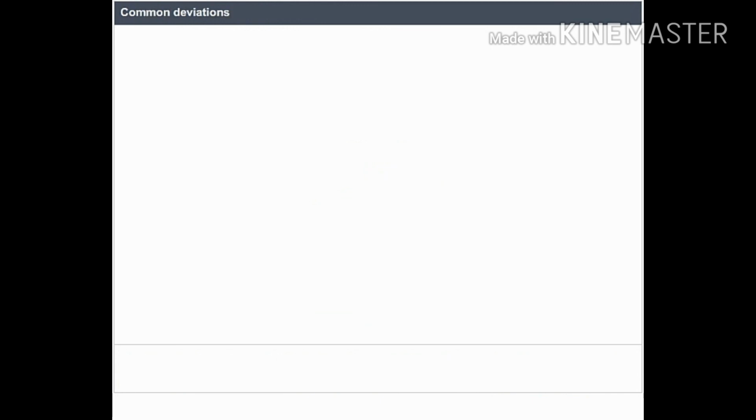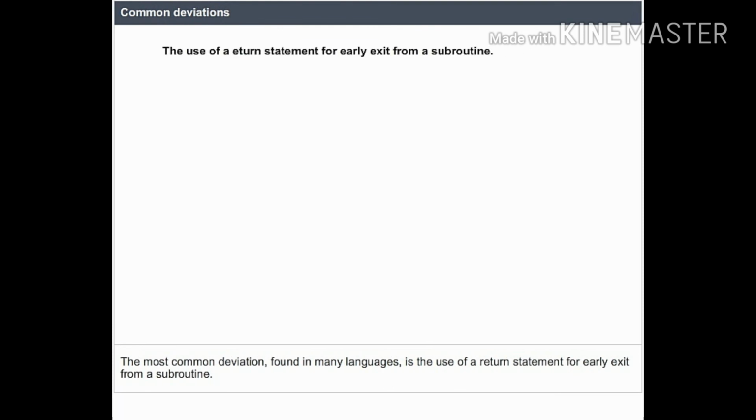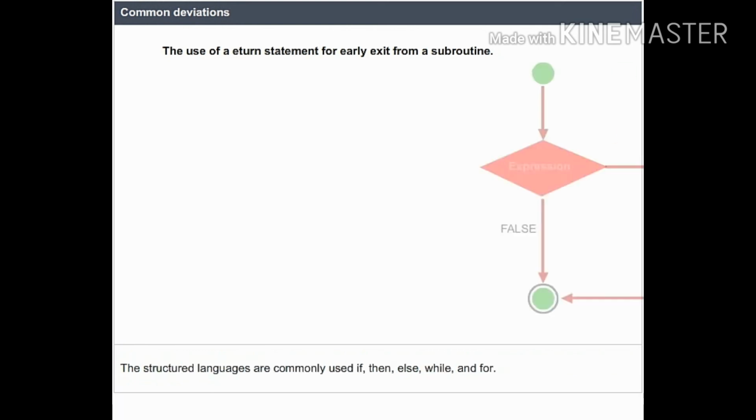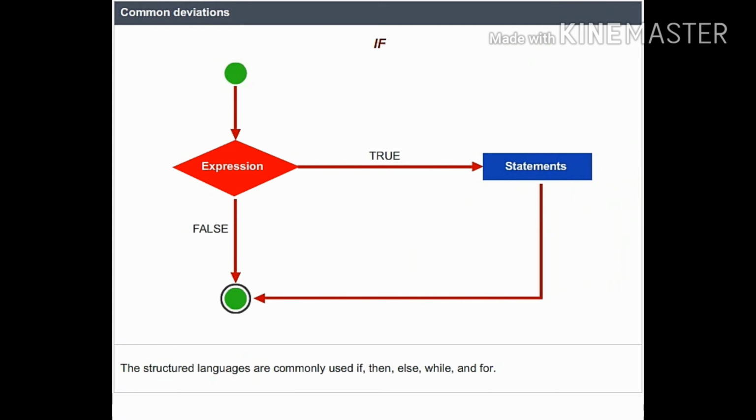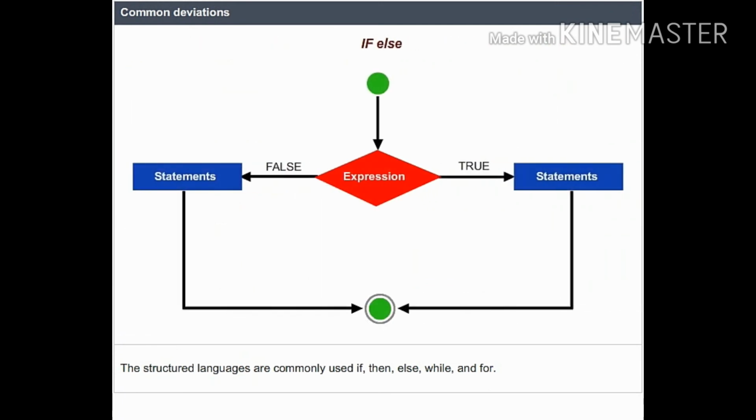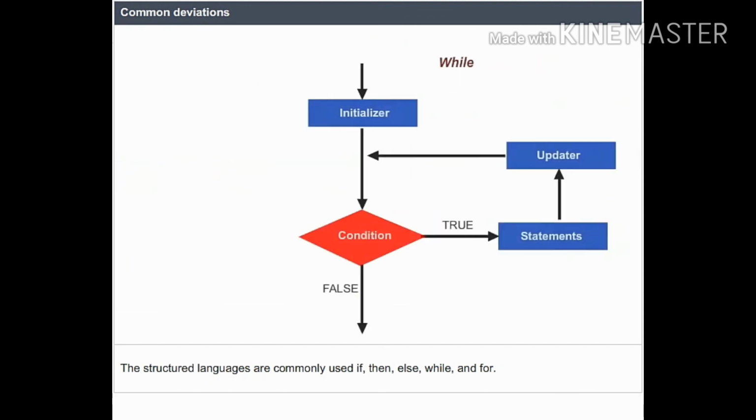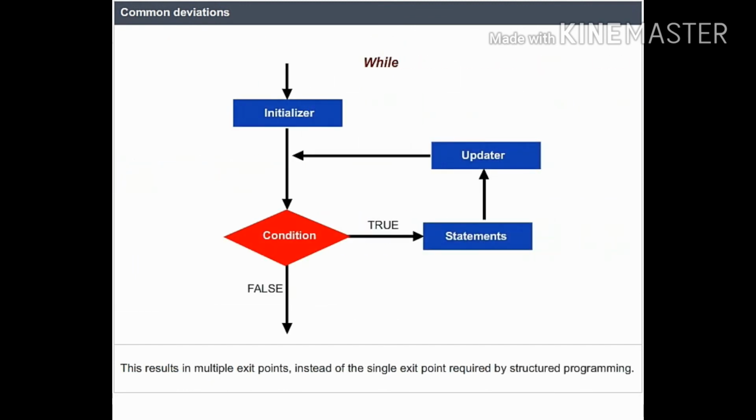Common deviations. The most common deviation found in many languages is the use of a return statement for early exit from a subroutine. The structured languages commonly use if, then, else, while, and for. This results in multiple exit points instead of the single exit point required by structured programming.